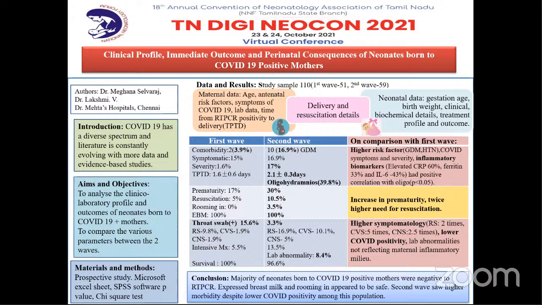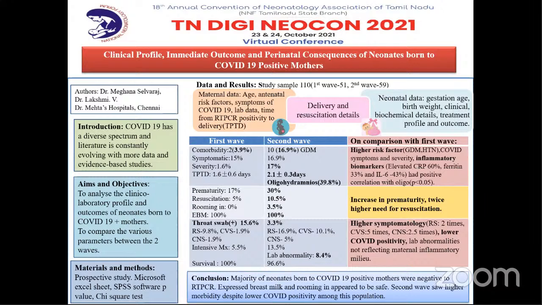On comparison, this is what we would like to highlight: we had mothers presenting with higher risk factors, with greater severity and a bad inflammatory milieu, and increased oligohydramnios. There was an increase in prematurity, twice the need for resuscitation, and higher symptomatology, but still we had lower COVID positivity, and the lab parameters did not reflect the mother's milieu.